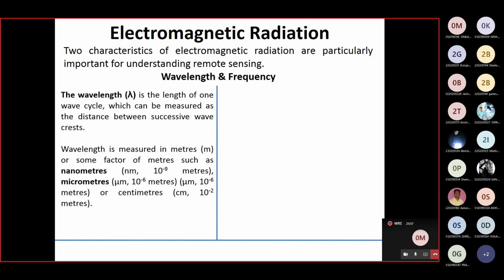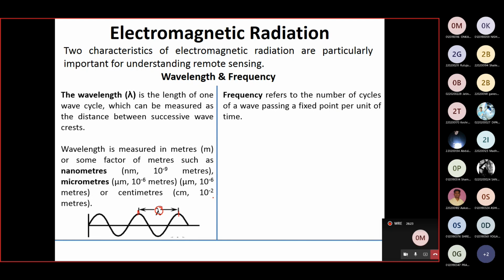Wavelength is measured in meters or some factors of meters, such as nanometers, micrometers or centimeters. So this is the distance between two successive crests, and this is denoted by the letter lambda, which is your wavelength.